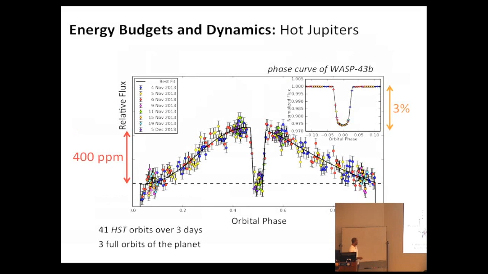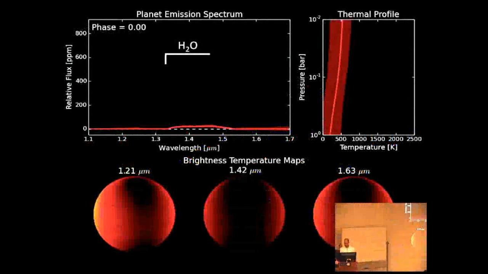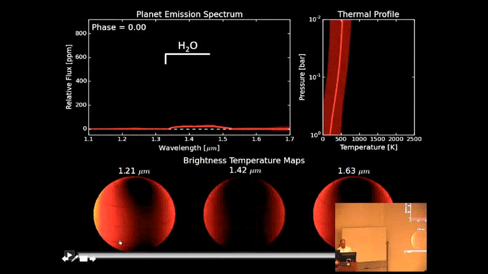seeing 3 full orbits of the planet. So this is the characteristic sinusoidal variation you expect for a hot Jupiter, observing from the cold night side to the hot day side, and then back to the cold night side. Just to give you a sense of the scale, the transit is off the scale here, a 3% transit dip, and a 400 ppm phase curve variation comparable to the secondary eclipse depth. This is the white light curve, but the exciting thing is the ability to do spectroscopy.